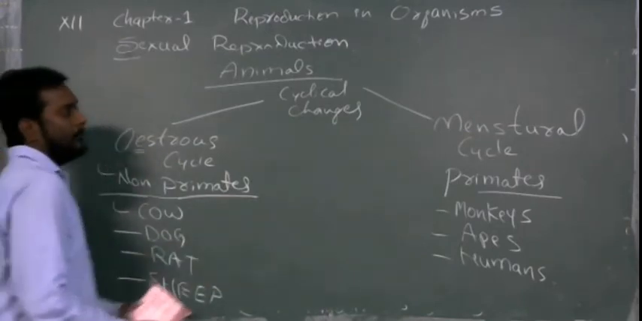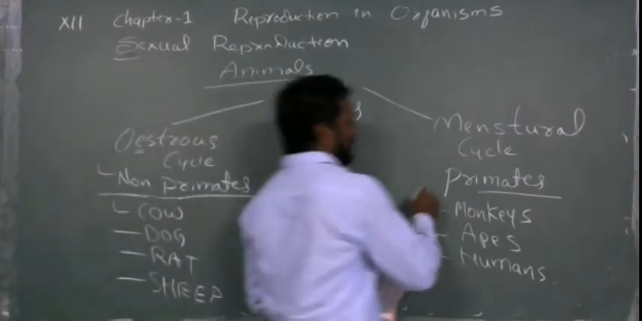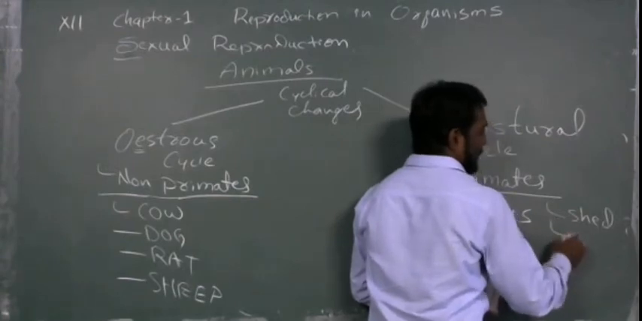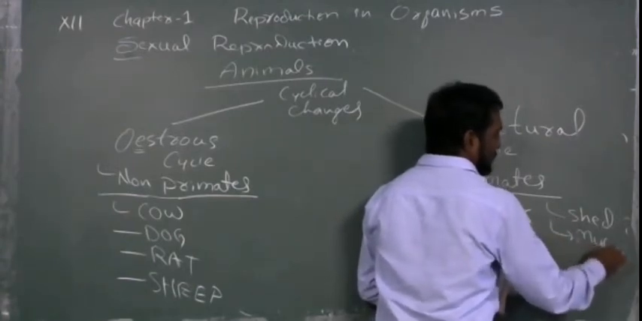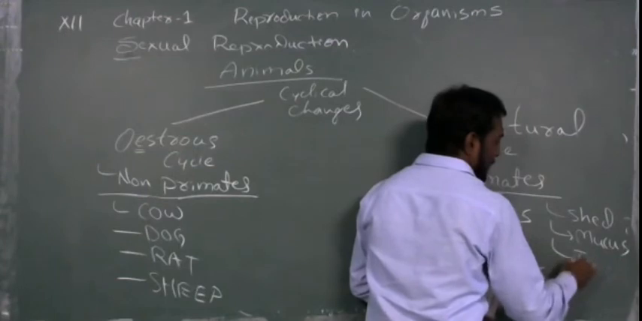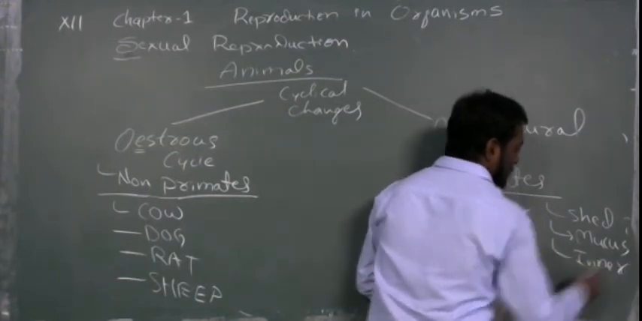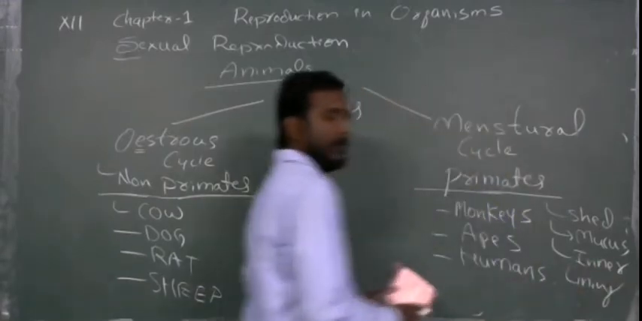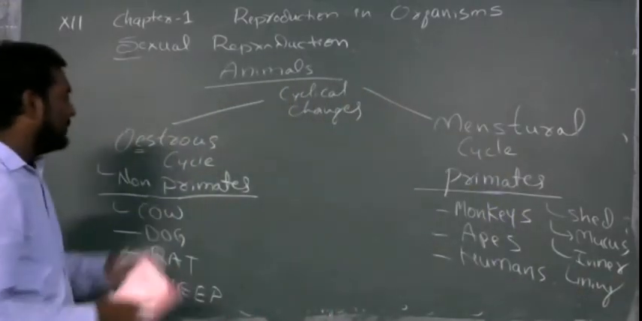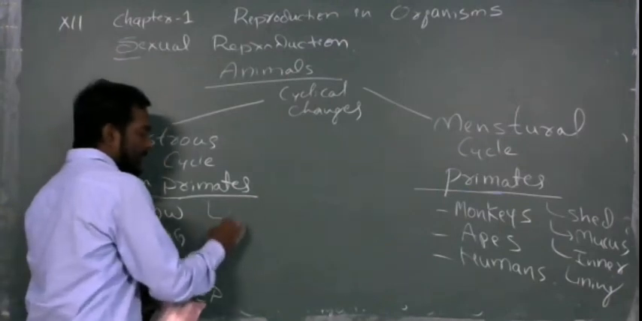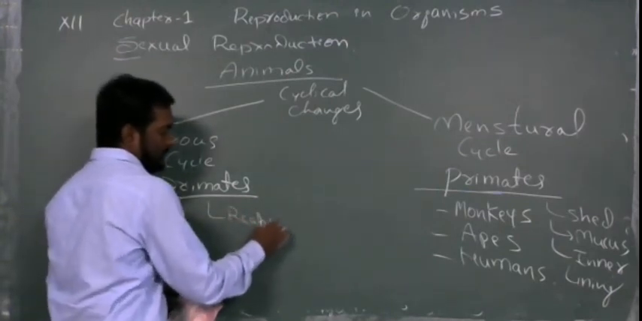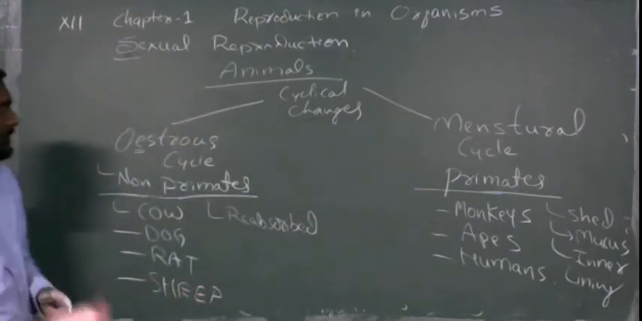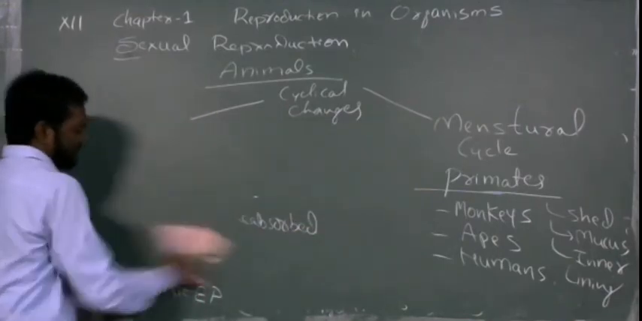Another thing is, in the menstrual cycle, these animals will shed the mucus and inner lining of the endometrium, of the reproductive parts. But here, the inner lining will be reabsorbed. This is the difference. Okay, clear? So these cyclic changes have completed.